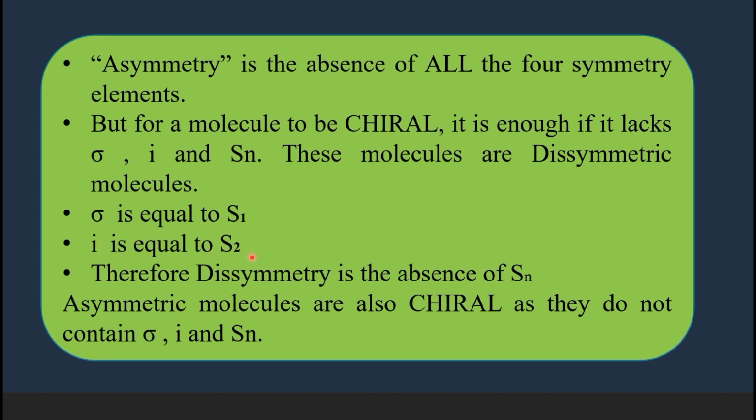So now dissymmetry can be defined in another way, that is, absence of Sn, improper axis of rotation, because sigma is S1, I is S2, and all other Sn operations come under this Sn. Therefore dissymmetry is the absence of Sn. So for a molecule to be optically active, it is enough that it is not having Sn. At the same time, the asymmetric molecules also are optically active, as they also do not have Sn.